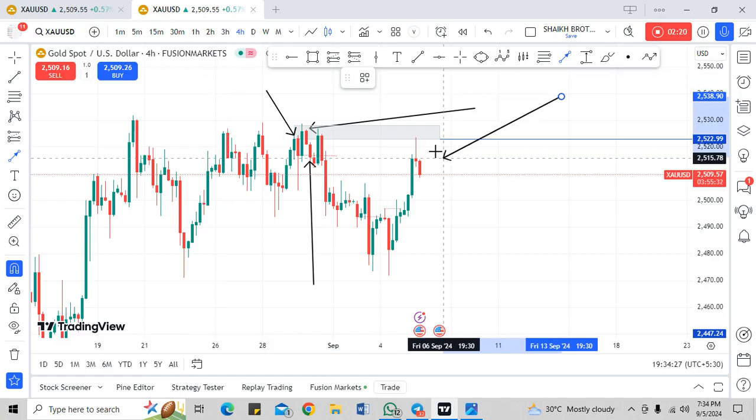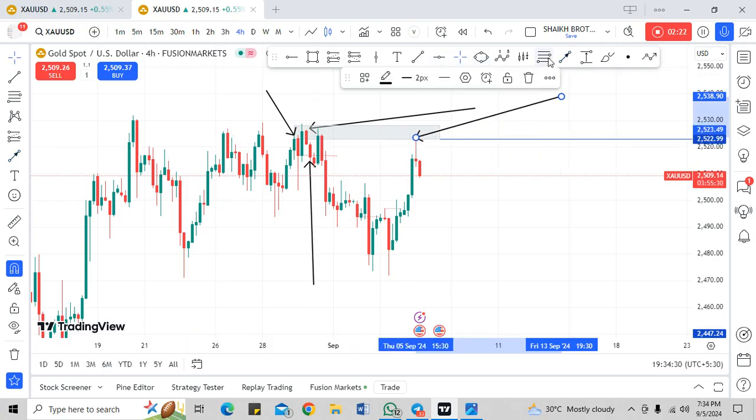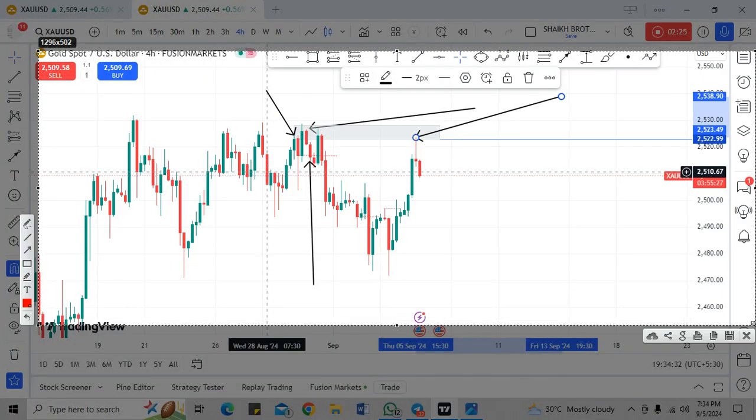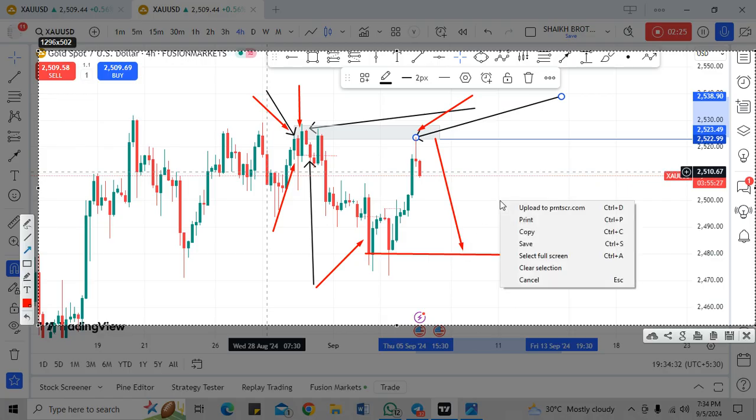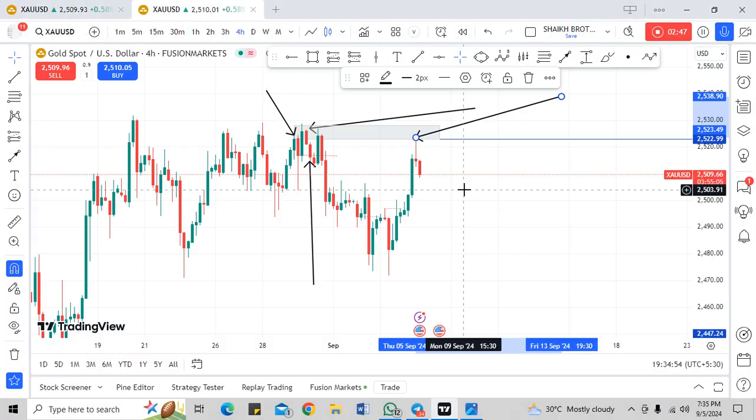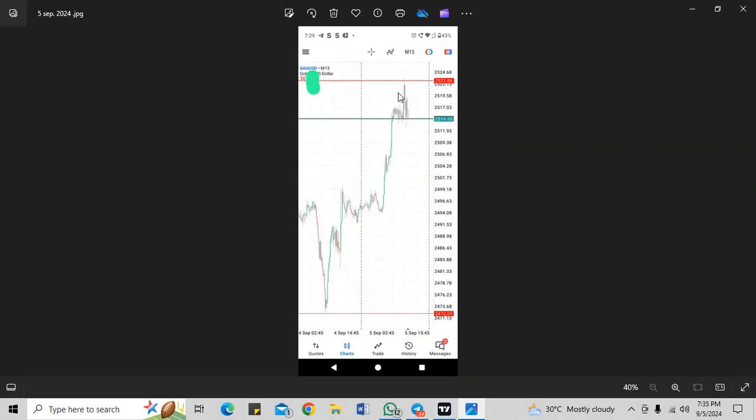See this one. This is high, this is low, this is higher high, this is lower low. Price tap here, and I am expecting at least this one is my target. Okay, so this is my trade.